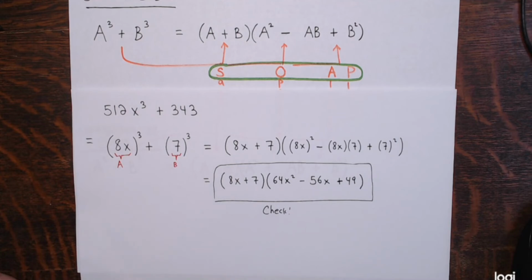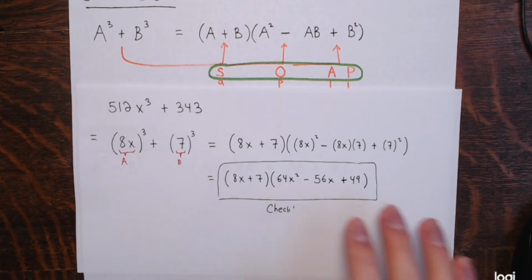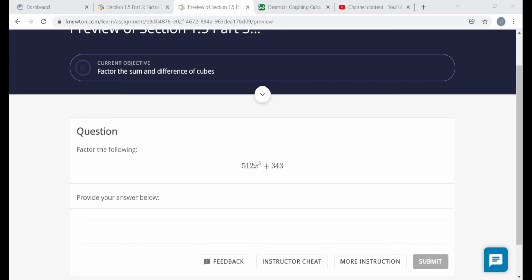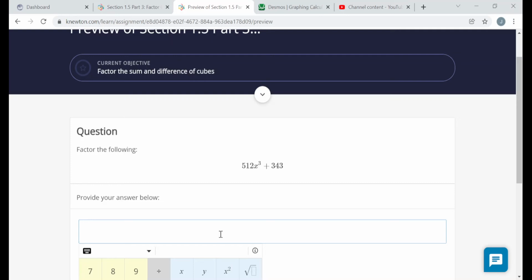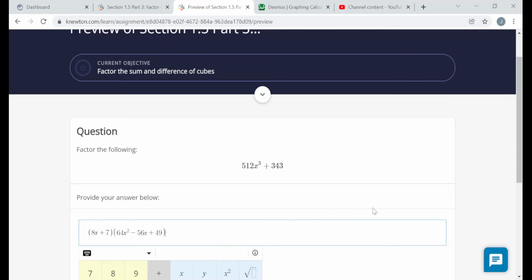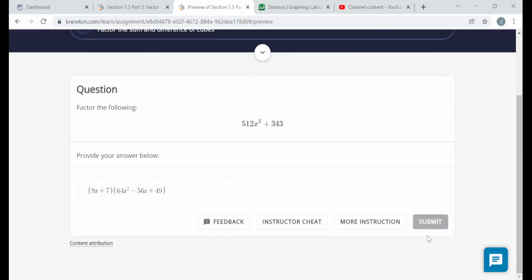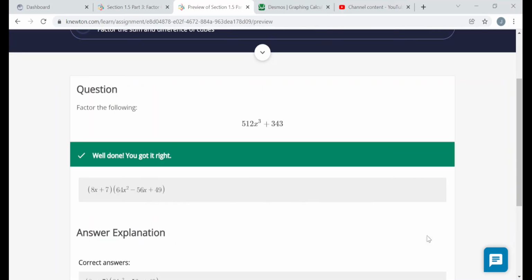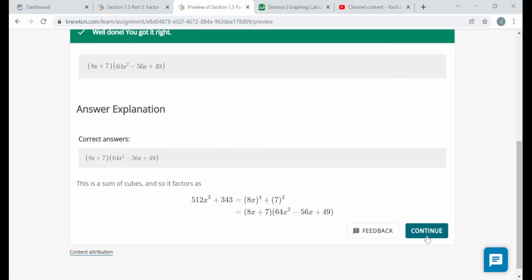All right, so let's go back and enter this factorization in the assignment page. First factor, 8x plus 7 times 64x squared minus 56x plus 49. Then close the parentheses on that second factor, and there we go. That should be good. Hooray. And again, please read through your answer explanations. Pretty short one there.